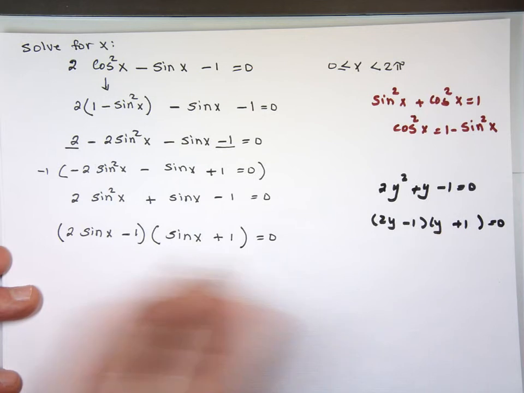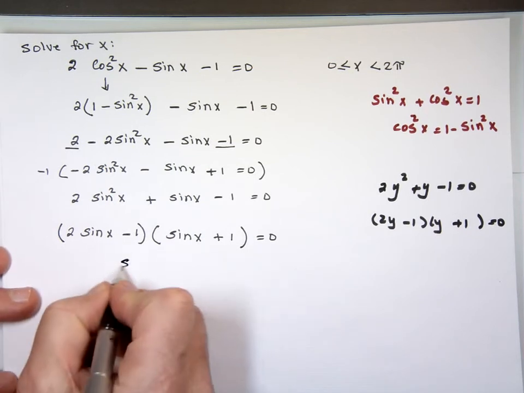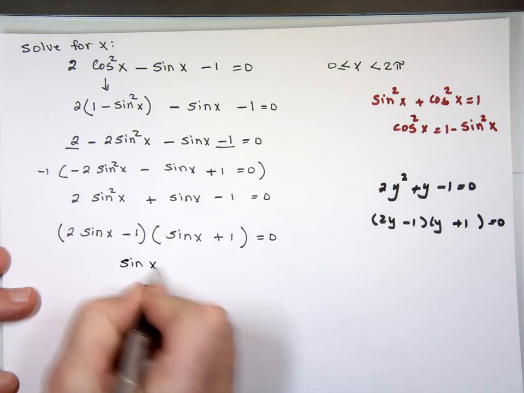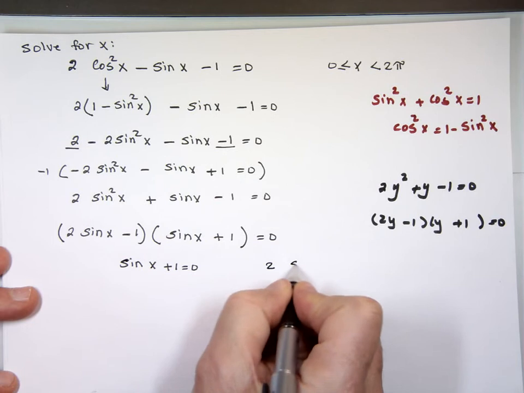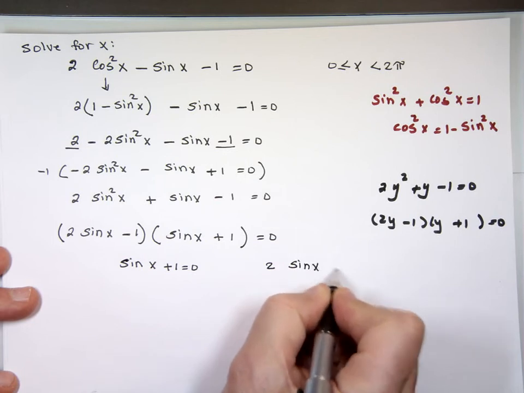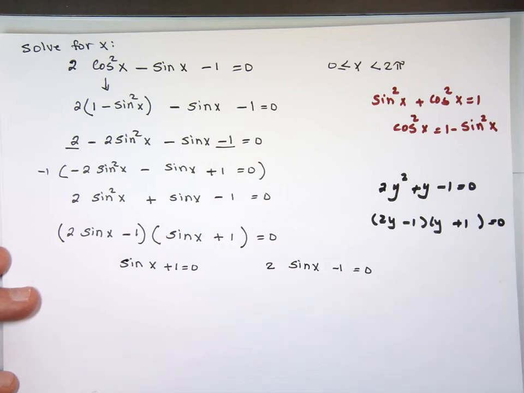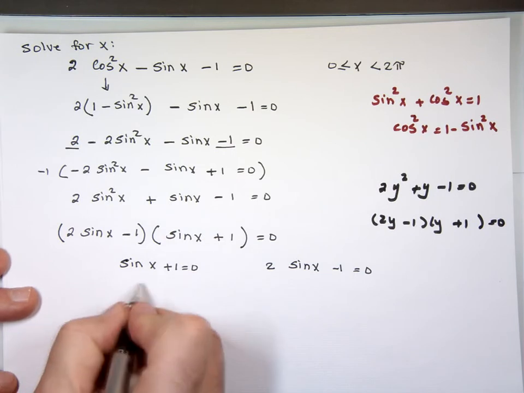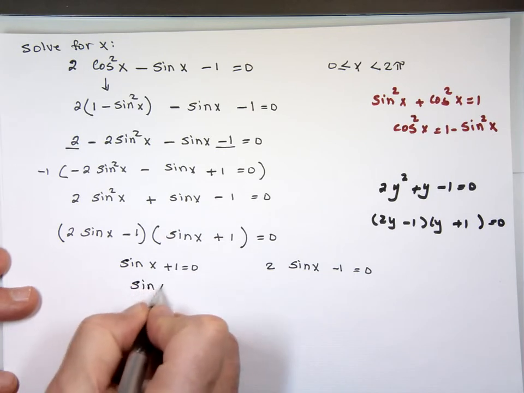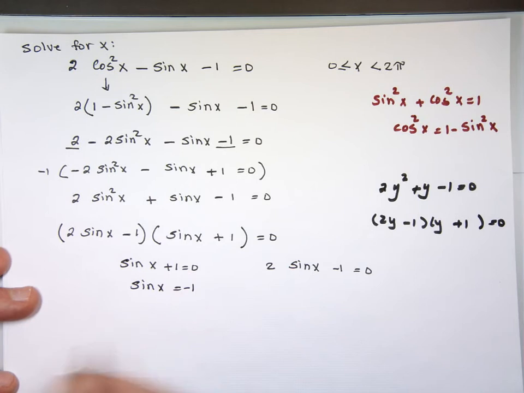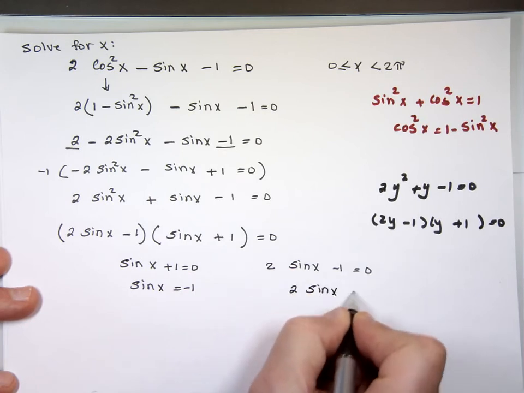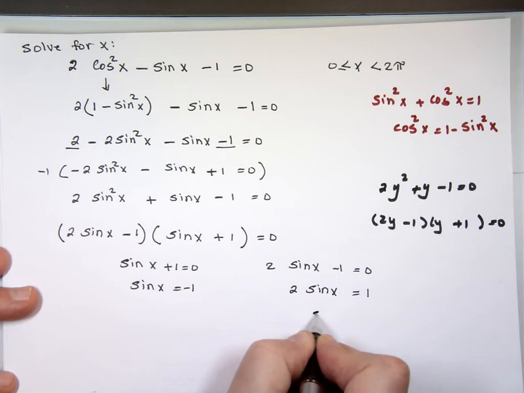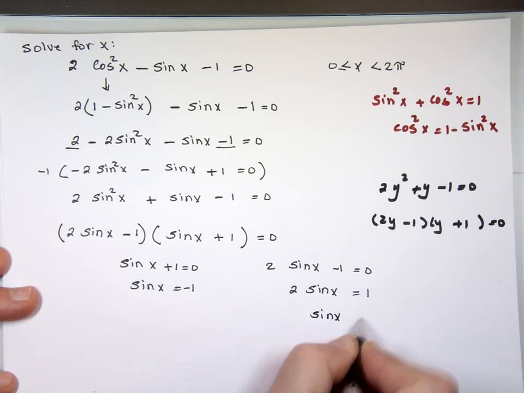When you're multiplying two things, your answer is 0. The quickest way to solve them, set each one equal to 0 and solve it. That's one of them. This is sine of x equals negative 1. This is 2 sine of x equals 1. Sine of x equals what? 1/2.